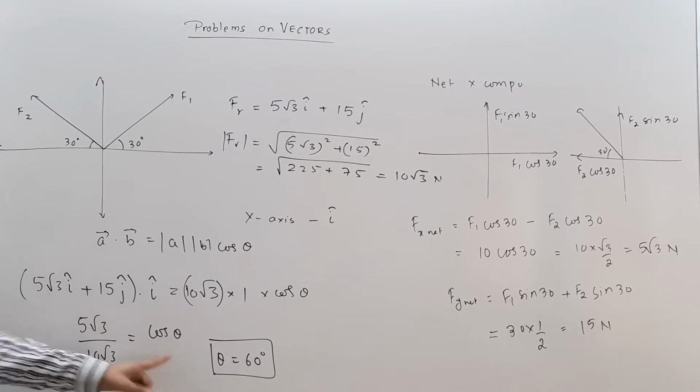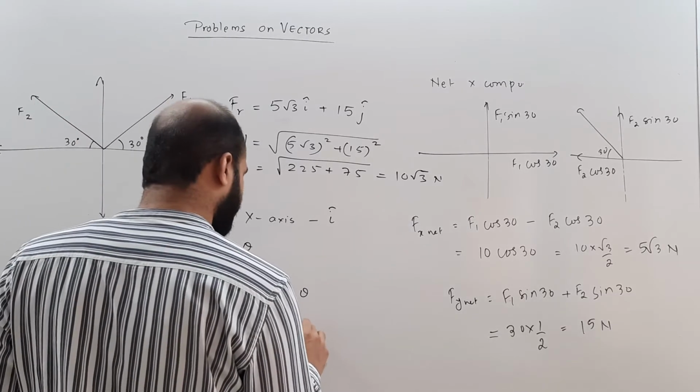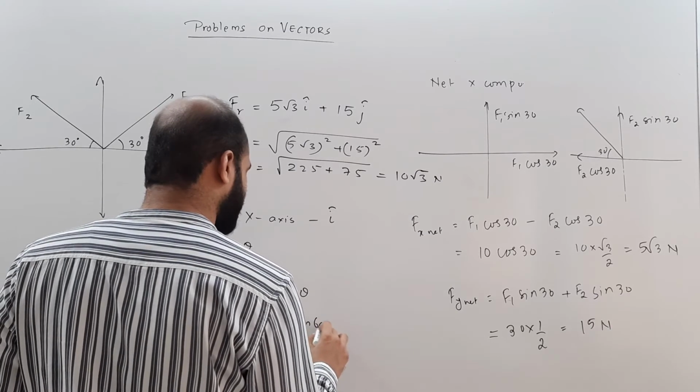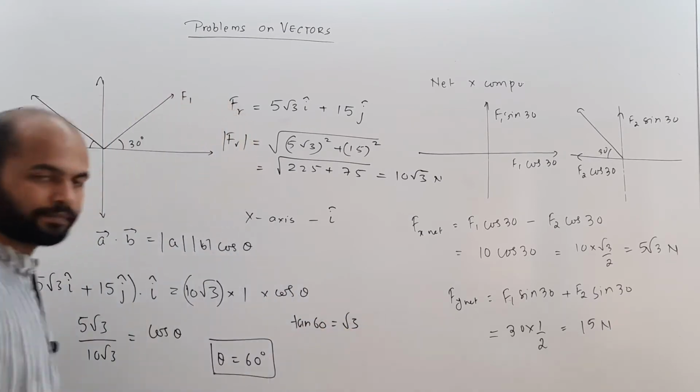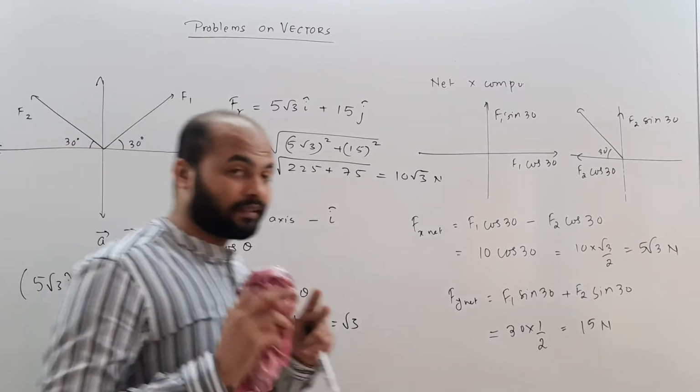So if somebody asks you what is tan theta, we get from here tan 60, which is root 3. Now the same answer can be achieved in some other way also. Let us do that also. Second method. So note down, this is method number 2.